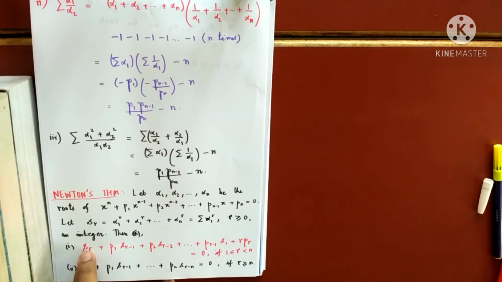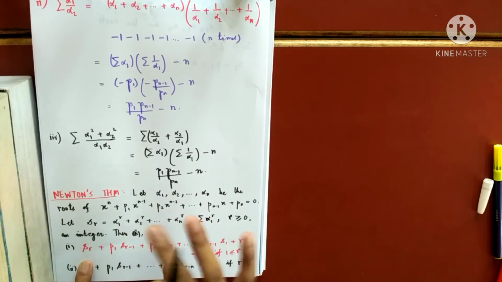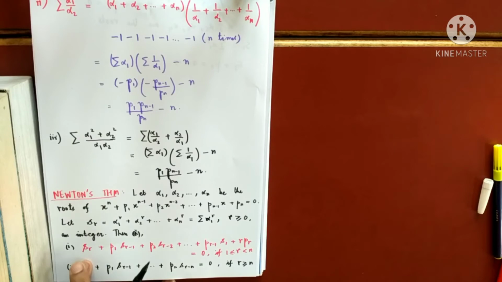What will I get? S1 plus P1 S0. S0 is nothing but alpha 1 to the power 0, alpha 2 to the power 0, which we will consider to be 1. But basically, this all will not be defined for r equals 1, simply because this has no meaning, and S0 also will not be defined. We'll assume that r is 1, 2, 3, 4 and so on. So I will start here at S1 and end here, that is 1 into P1.